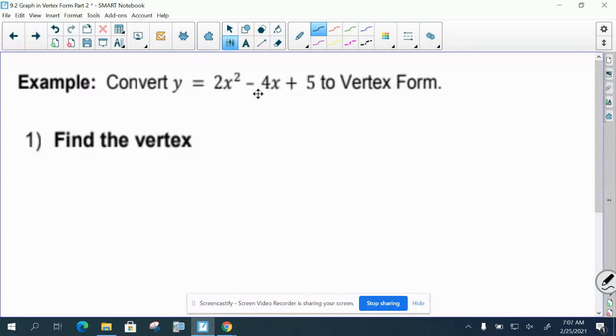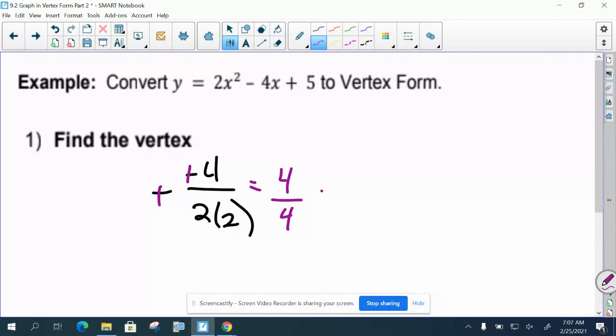So here's our first example. First we're going to use negative b over 2a to find the vertex. So negative 4 over 2 times a, which is 2. So here you can see that the negatives will cancel, and then we would have 4 divided by 4, which simplifies to 1. So h is going to be 1, and also we know that the a will be 2 because it's the same a used in the a here.